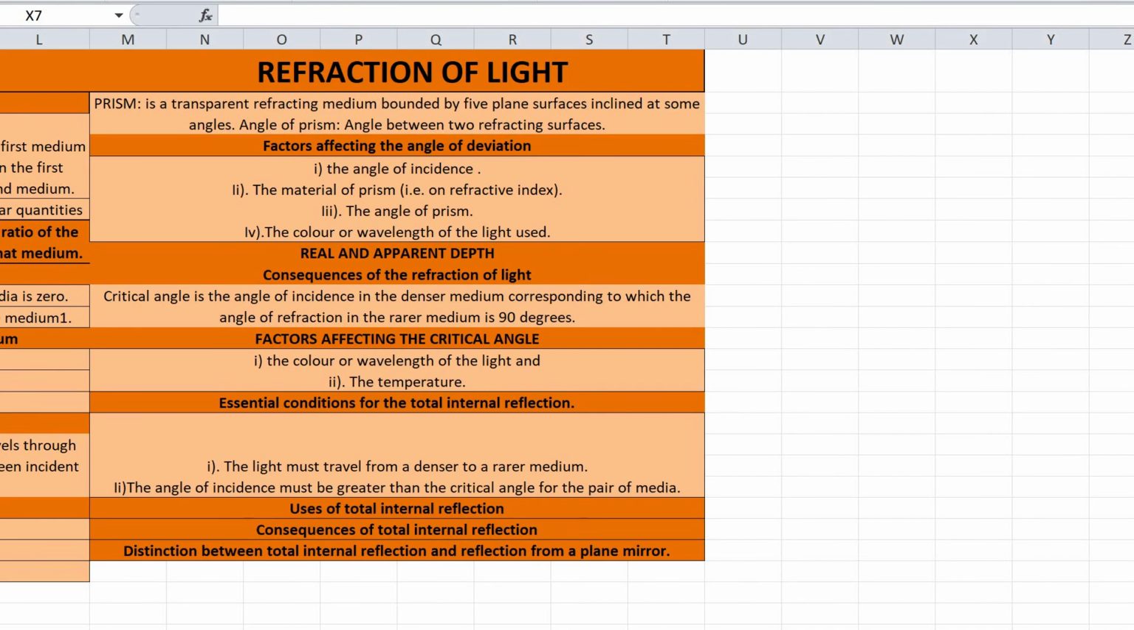The second one is to deviate a ray of light through 180 degrees. So where is this used? This action of the prism is used in prism binoculars and certain types of cameras to invert the image without loss of intensity. Next is to erect the inverted image without deviation. This action of the prism is used in a slide projector.